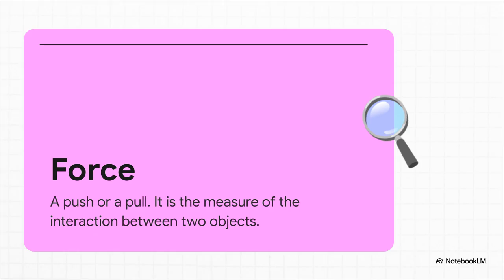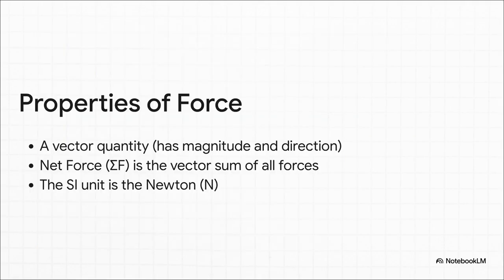A force isn't something an object has. No, it's a measure of the interaction between two different objects. You got that? No interaction, no force. Period. Okay, and this is absolutely critical. Force is a vector. That means it has both a strength, a magnitude, and a direction.